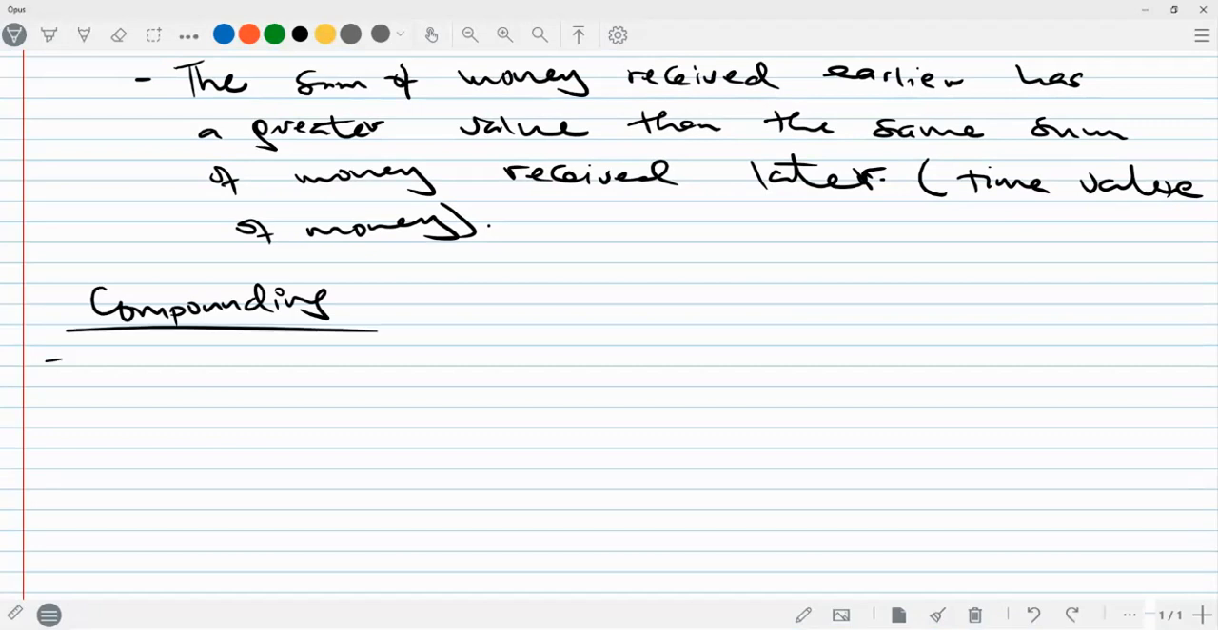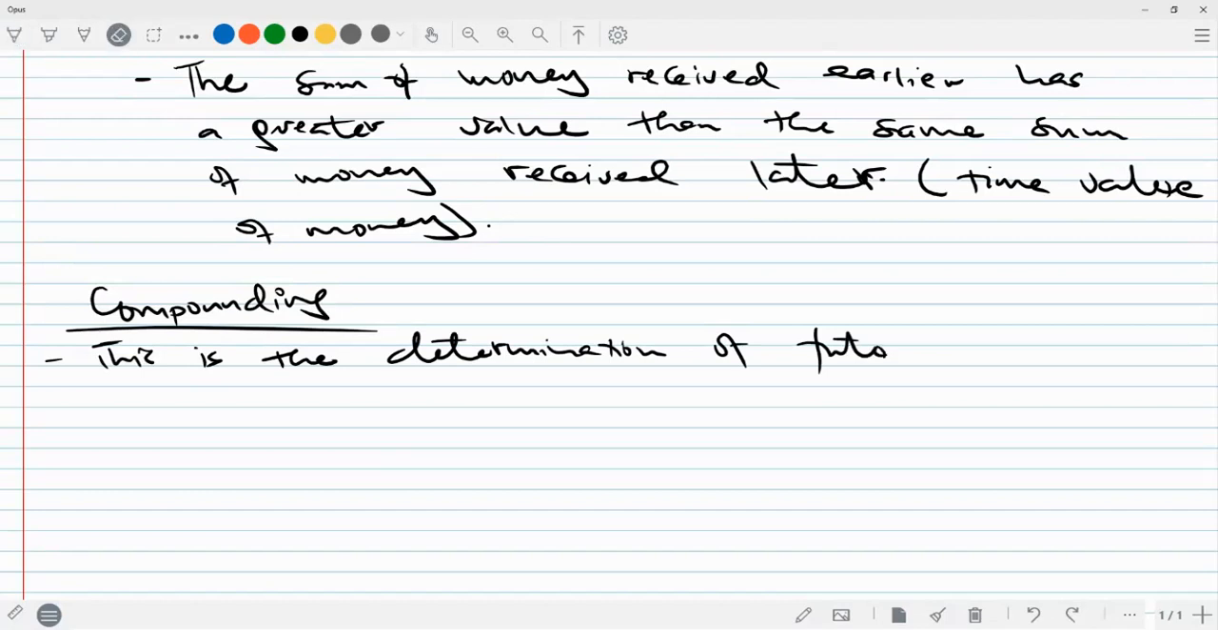Now, compounding is the determination of future value of money. That's simply called compounding. Simple as that. So compounding is the determination of the future value of money. For example, you can begin by discussing here an example.